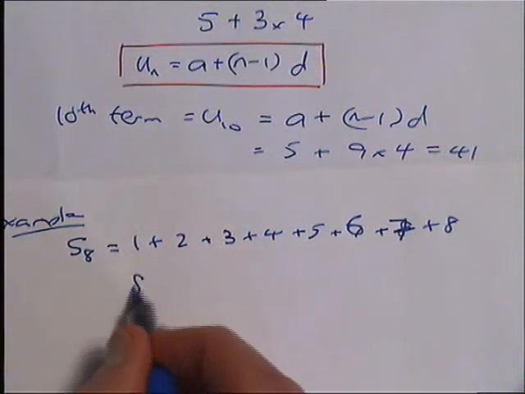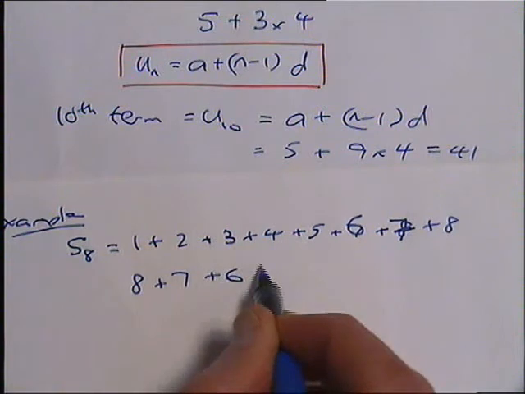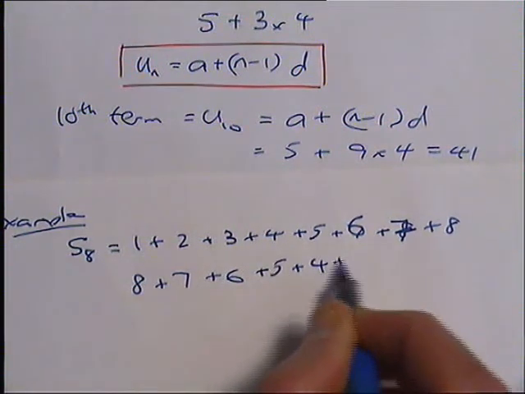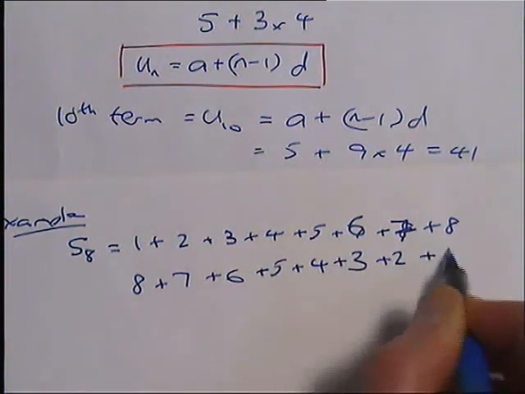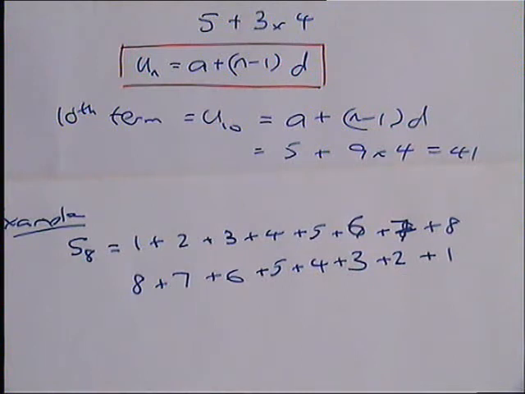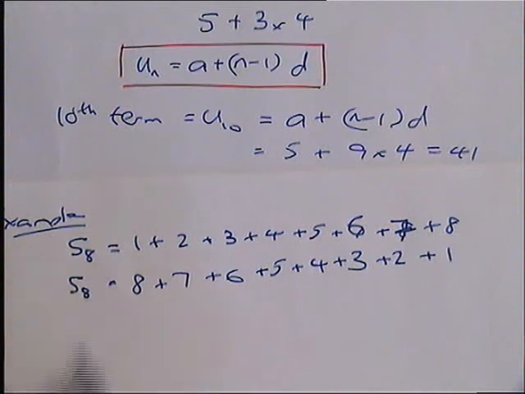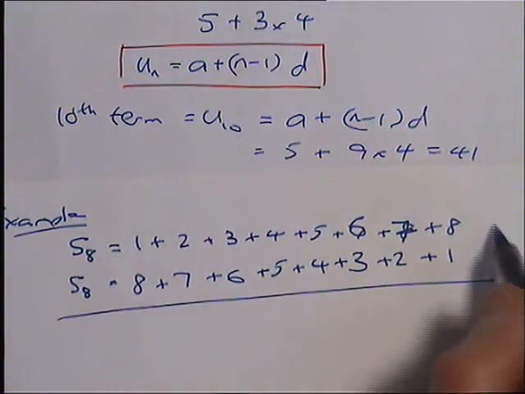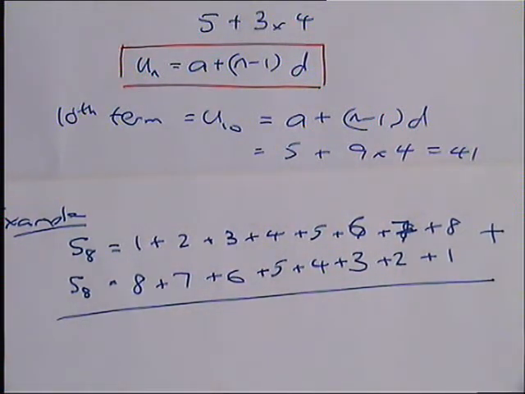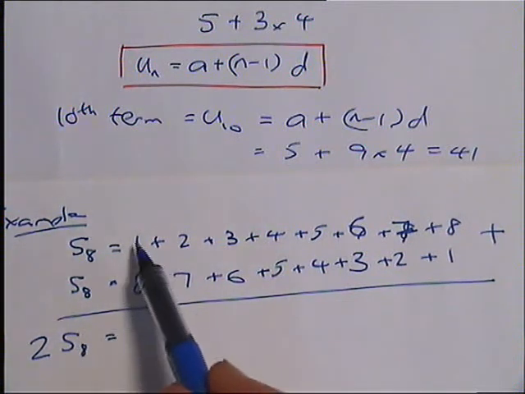Now, I'm going to write that down backwards. I'm going to sort of try and line it up and try and not forget any numbers this time. Do we all agree that that is also the sum of the first 8 terms? Okay. Now what I'm going to do is I'm going to add those 2 lines together like an adding up sum. So what is S8 plus another S8? It's 2 lots of S8. What is 1 plus 8?